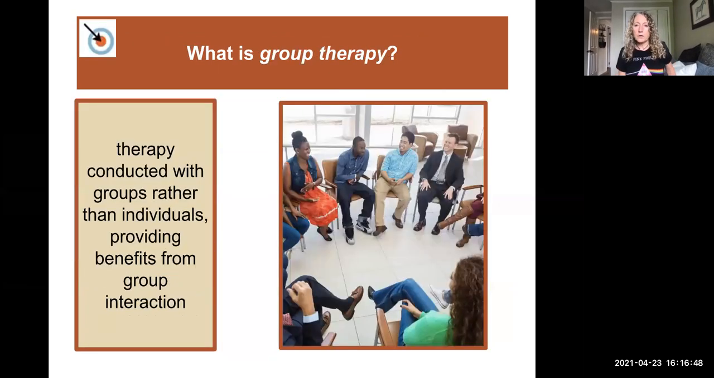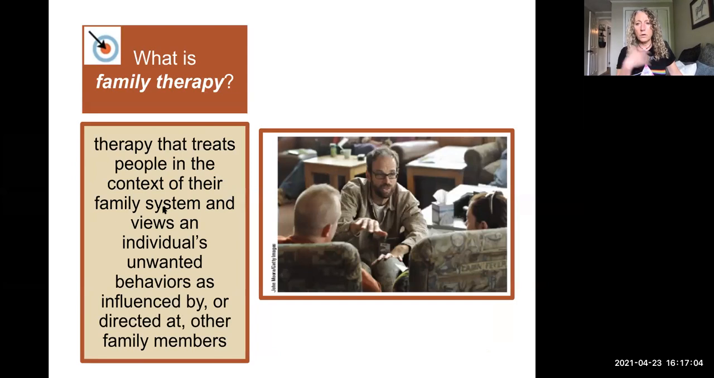All right, so the last thing we're going to talk about is group and family therapy. And this is conducted in groups rather than individuals. That would mean more than 2 or 3 people. And you're going to benefit from the group interaction. In the case of group therapy, though, you will have a therapist with you, which is different than a support group. Family therapy is where you're treating people in the context of the family system. So you might meet with the individuals and talk about the family dynamic, and then also meet as a larger group as a family. So it might be kind of a combination.